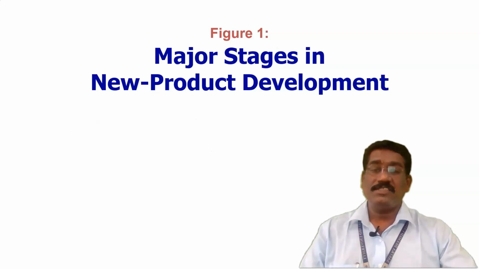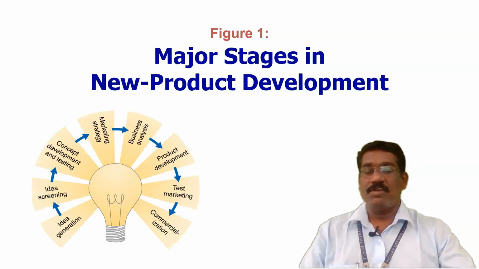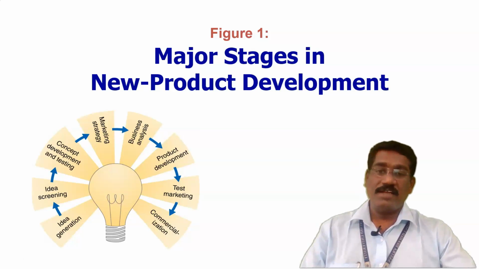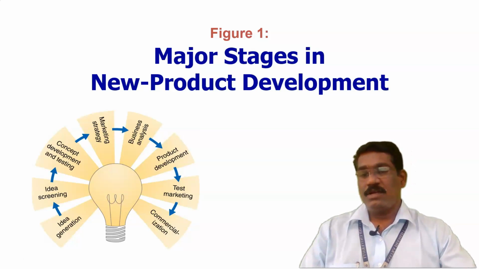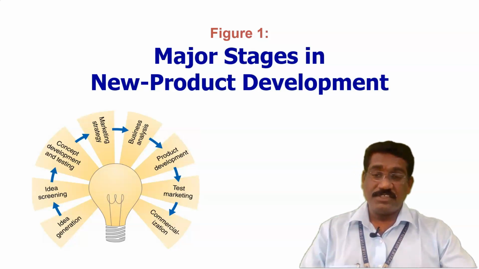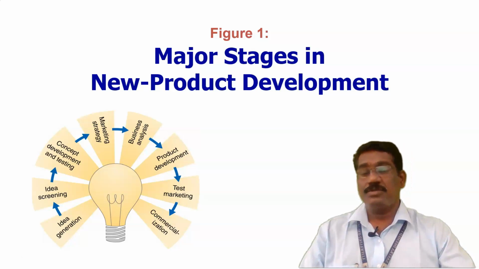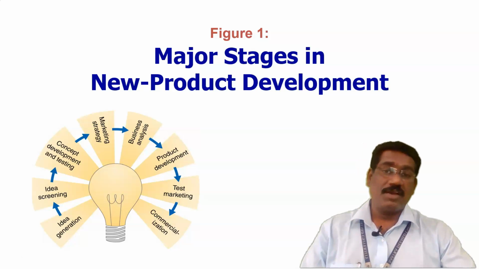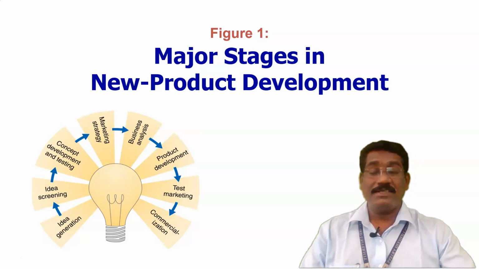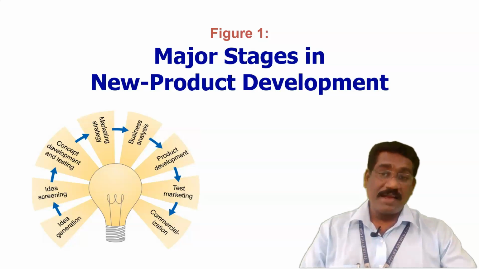Next, let us discuss the major stages in new product development. If you look at the depiction here, it starts with idea generation. The first step here is idea generation. Next, the companies generate many ideas. Then it goes for idea screening, where the best ideas are chosen. Next is concept development and testing. Next is marketing strategy.